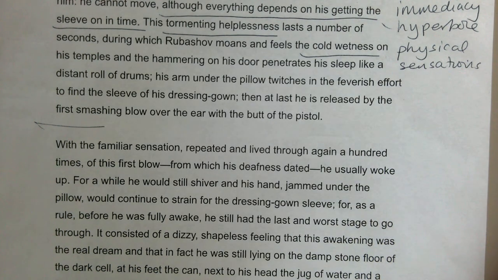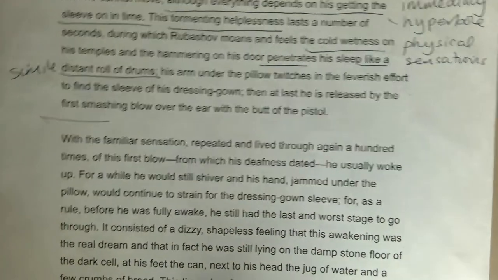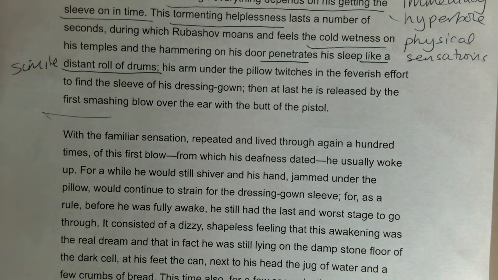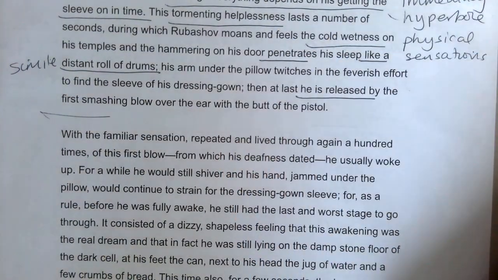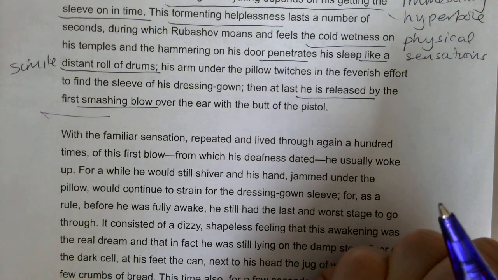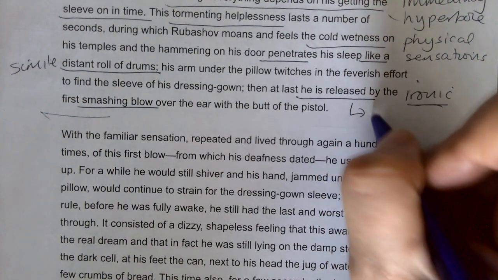And the hammering on his door penetrates his sleep like a distant roll of drums. So sometimes, look, I'm just showing you where there's some AO2, but I'm not telling you what you should do with it. His arm under the pillow twitches in the feverish effort to find the sleeve of his dressing gown. Then at last he is released, by the first smashing blow over the ear with the butt of the pistol. So I want you to consider the fact that he's being released by a violent blow. There's something deeply ironic about that, isn't there? What is he being released into?